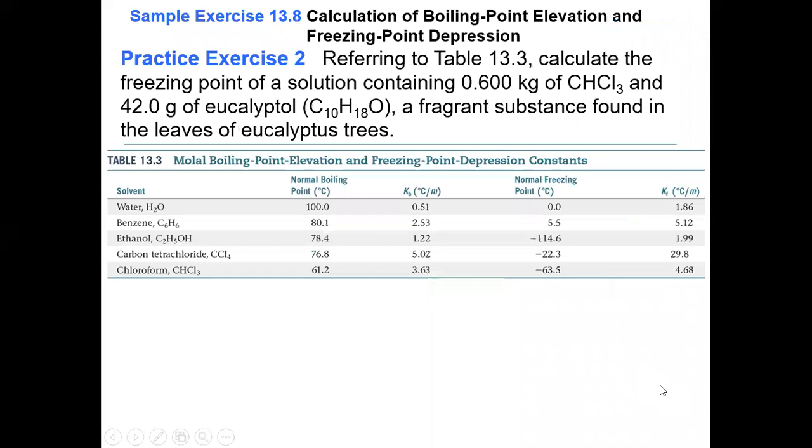You can use tables to get those numbers. Okay, so for this question, you want to calculate the freezing point of a solution that has this much CHCl3 and this much of this compound. This is our non-volatile solute, which is a non-electrolyte. So that means the Van't Hoff factor i equals 1. Then CHCl3 is our solvent.